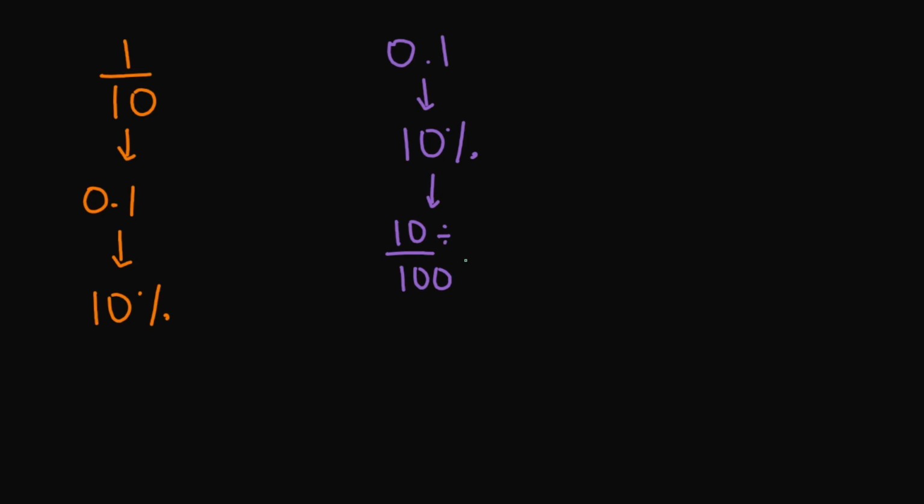And if I simplify my answer, divide top and bottom by 10, my numerator is going to be 1 and my denominator is going to be 10. So as a fraction, you're going to get 1 over 10, which is what we have here.